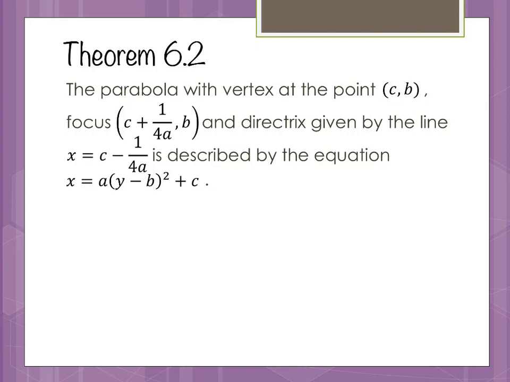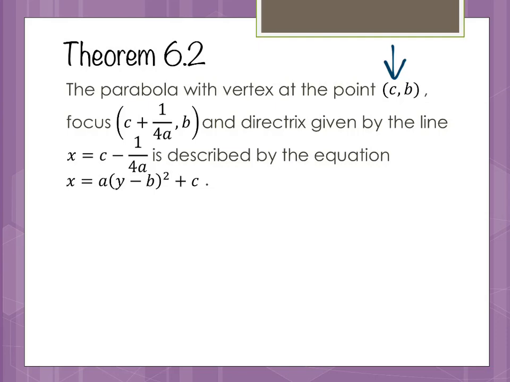Our second possibility is we have a parabola with the vertex at (C, B). The focus is (C + 1/(4A), B). So notice it's the X value that's changing on this. The Y value remains constant at the B value. The directrix is a line X equals, which means it's a vertical line, C minus 1/(4A). So it's the same C value that we got from the vertex, but minus that little distance. And we end up getting an equation that's X equals A times (Y minus B) squared plus C.